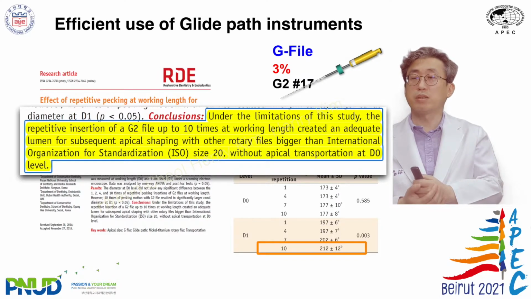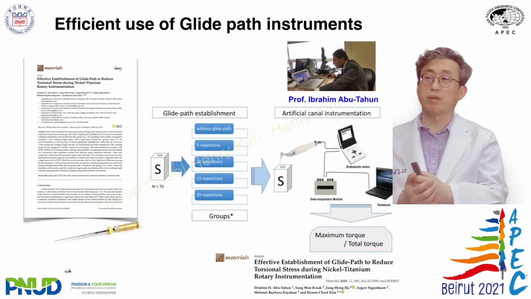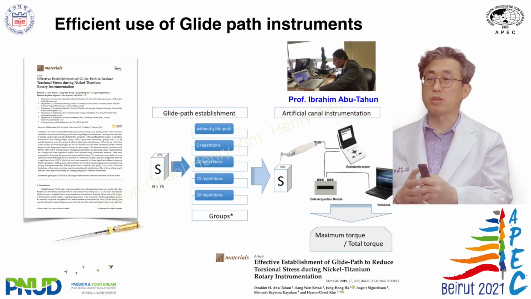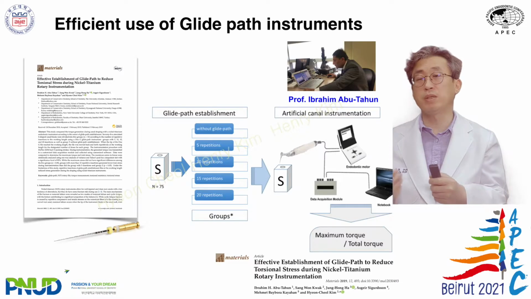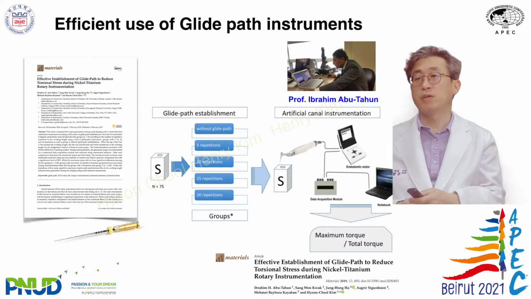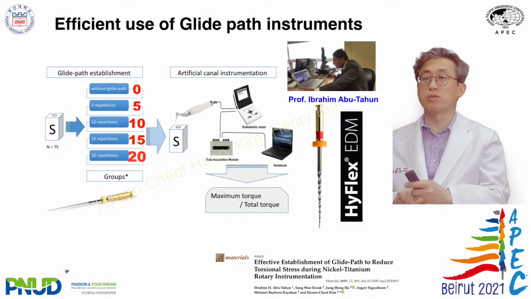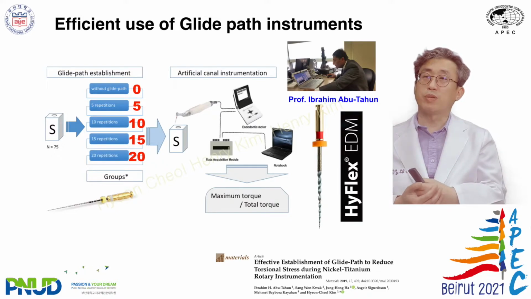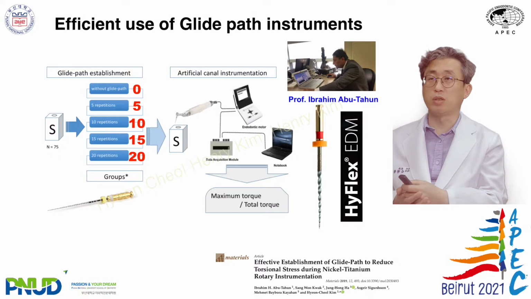Here we have another study with Professor Ibrahim Uptown. He visited my lab and evaluated how much torsional stress is generated during the canal shaping by using the shaping instrument. In this study, we used the HyperX EDM after the various extent of glide path preparations. We also made the variables with the repetitive insertion, the number of repetition to the working length, from no glide path 0 and 5, 10, 15 and 20 times of the repetitive insertion to the end of root canals.